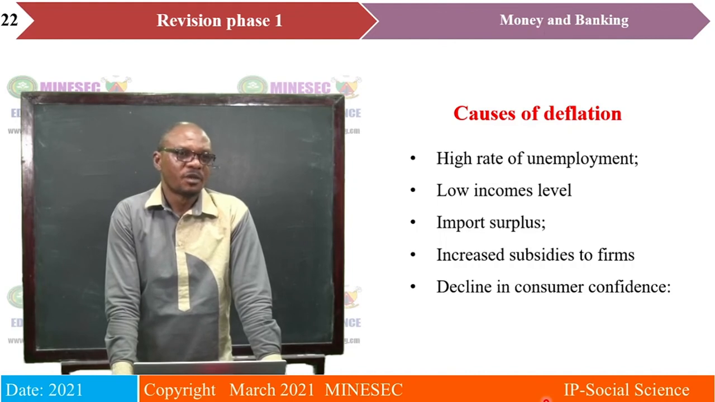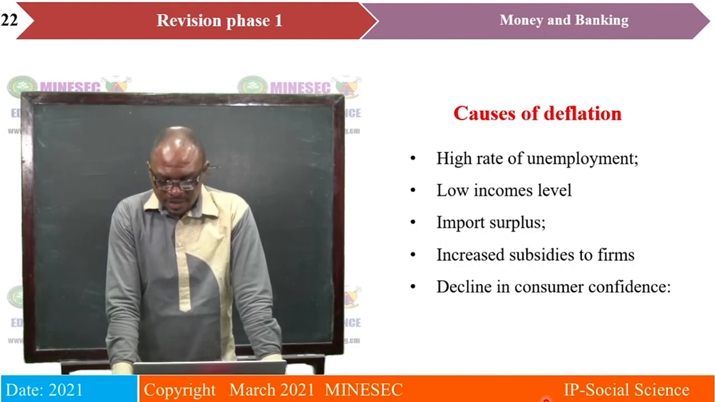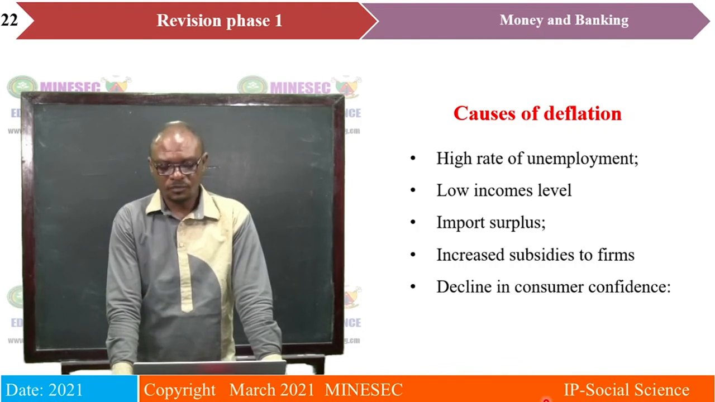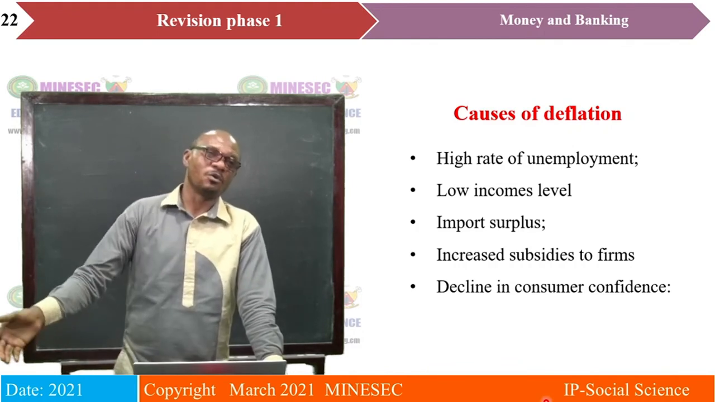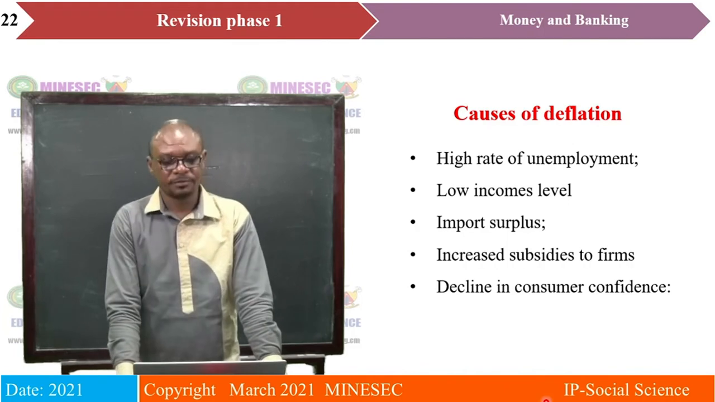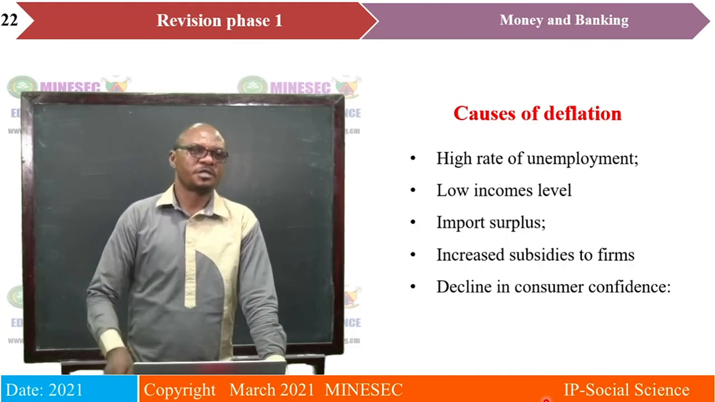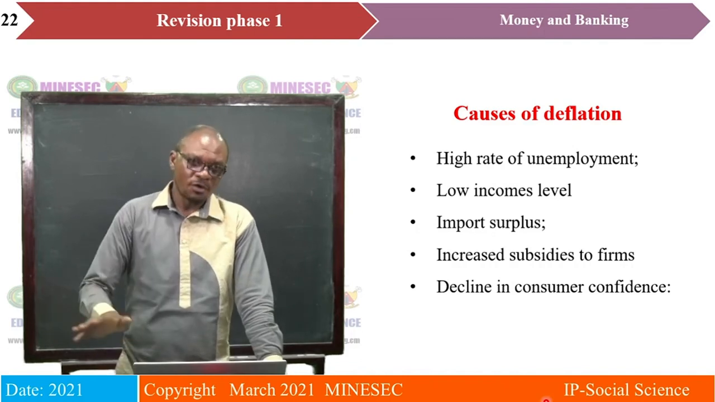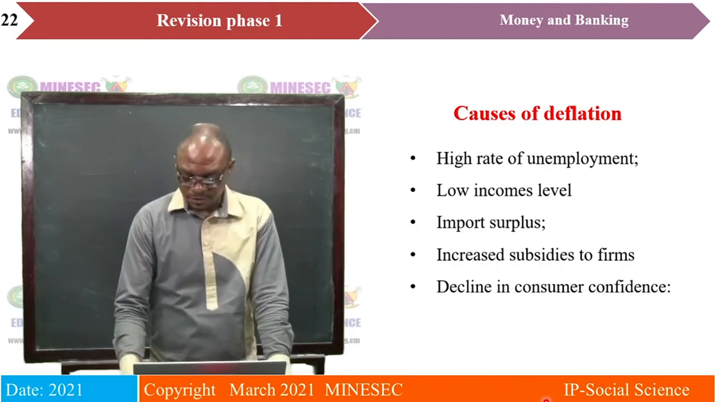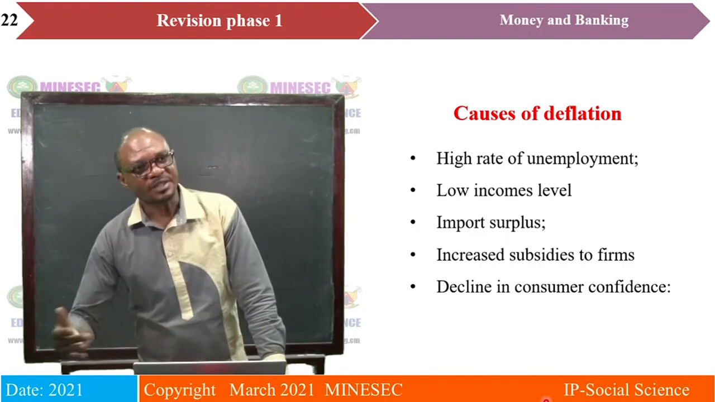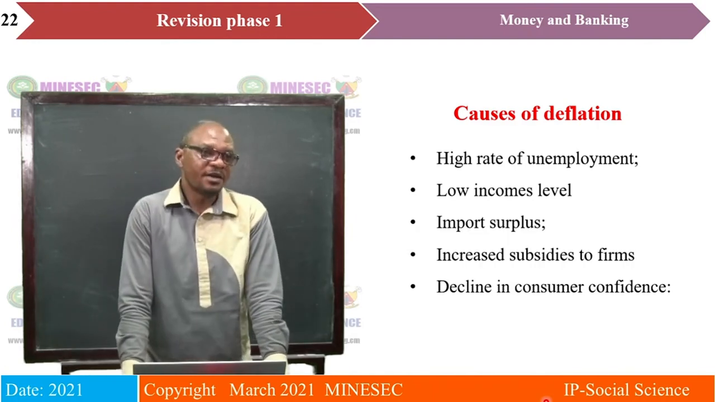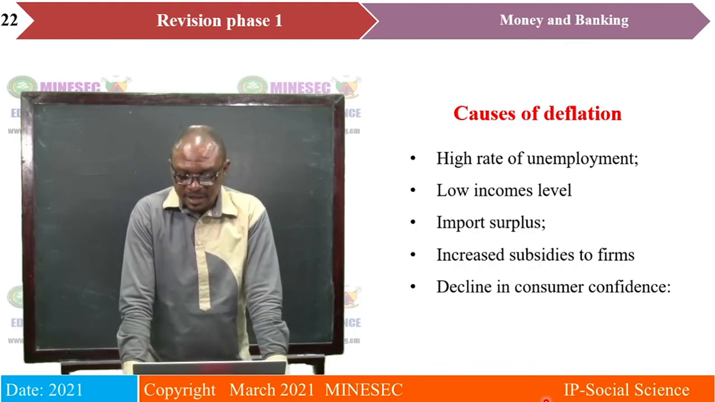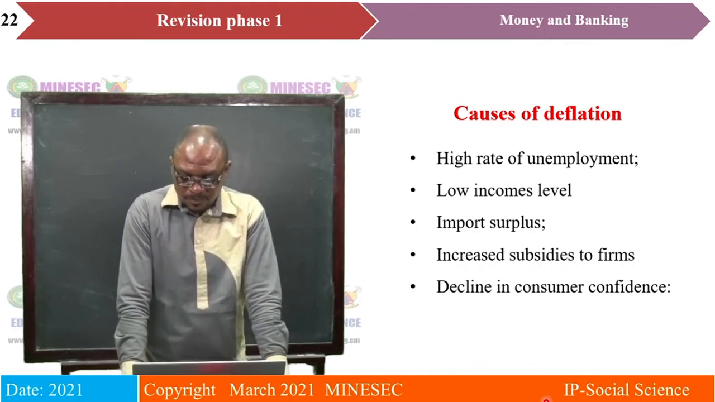Equally, when the government increases subsidies to firms, this may also lead to deflation, because the subsidies will reduce their cost of production. And as their cost of production reduces, they are able to increase supply. And that increase in supply will pull down prices of goods and services, leading to deflation.